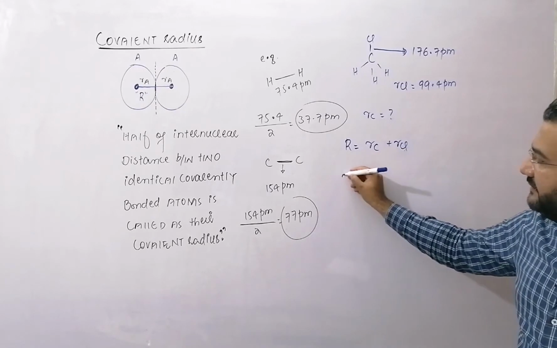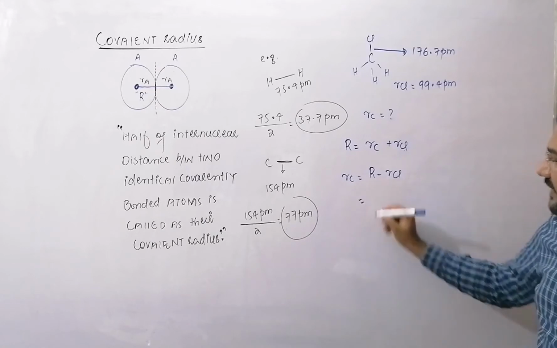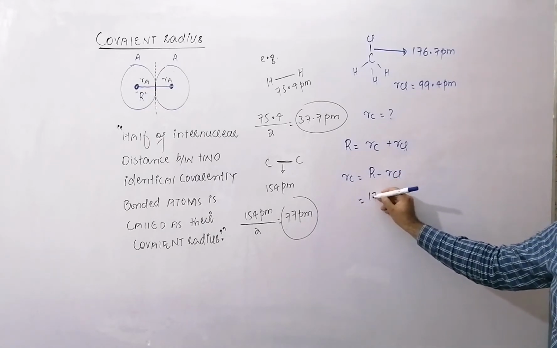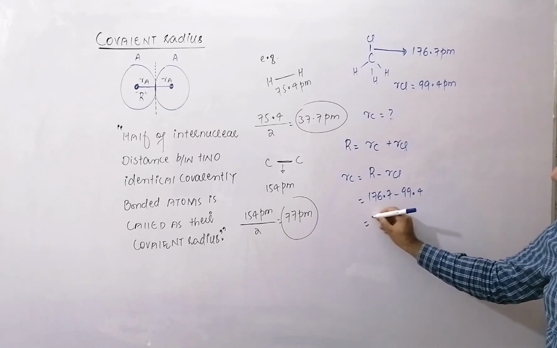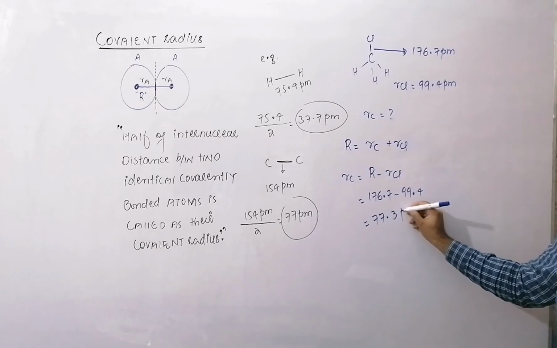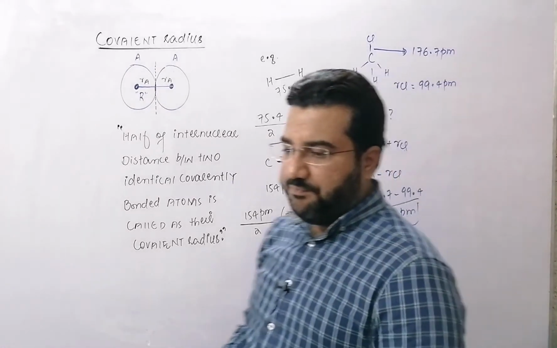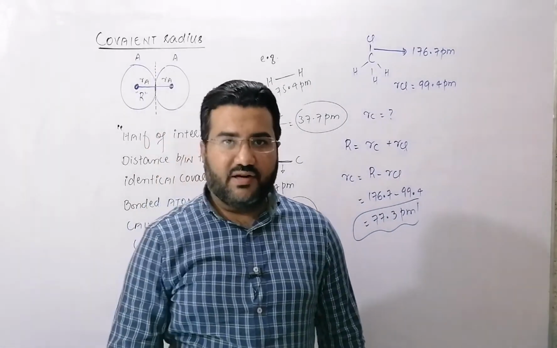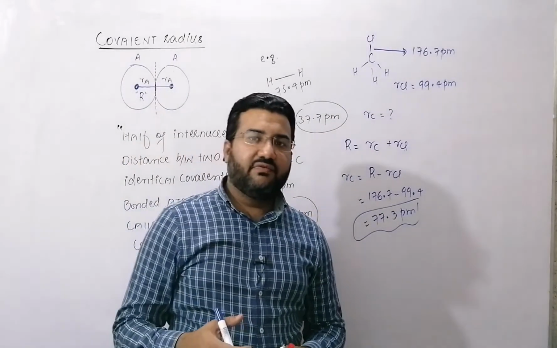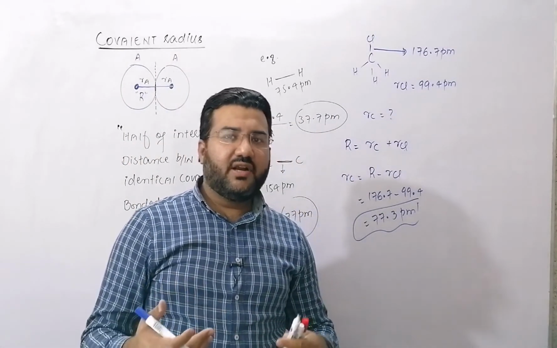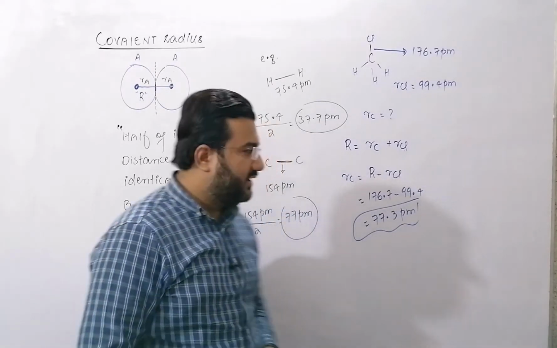Now the covalent radius of carbon is required, that will be equal to R minus the covalent radius of chlorine. When you put the value, R is equal to 176.7 minus 99.4, and it will come out to be 77.3 picometer almost. So this 77.3 picometer is the covalent radius of the carbon atom. And my dear students, because of this additive nature of the covalent radii, if the internuclear distance is known and the covalent radius of one atom is known, then the covalent radius of the other atom can be calculated.